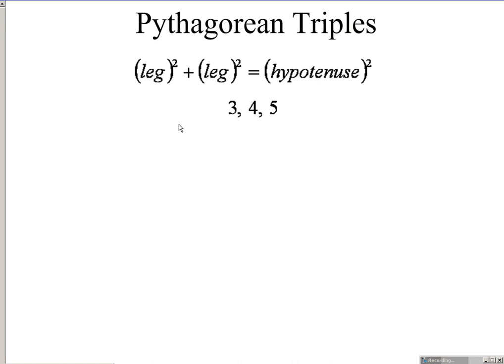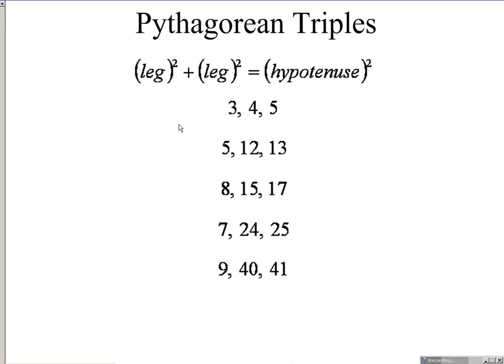This is leg, leg, hypotenuse. Leg 3, leg 4, hypotenuse 5. These 5 Pythagorean triples are the most common. There are more, but these are the ones that you will see. Any multiples of these are also triples.